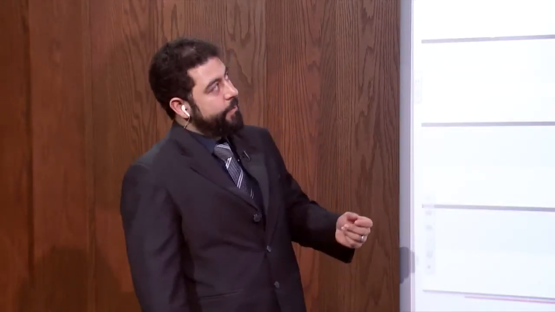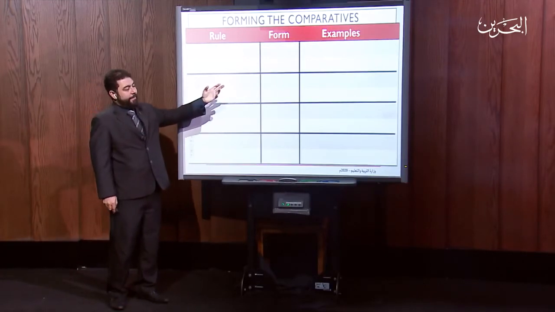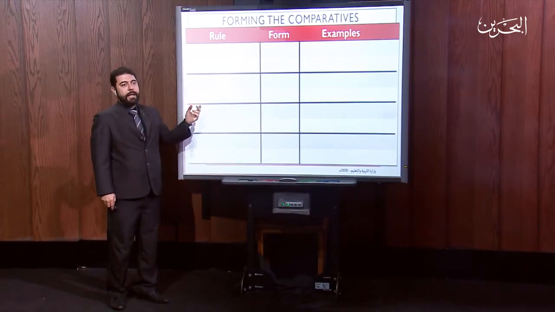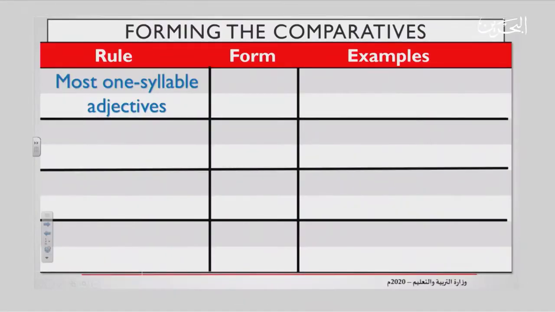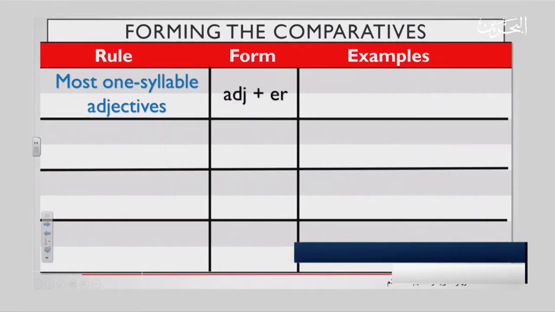All right, now we come to form and the comparatives. We have rule, form, examples. Let's take a look at the first rule. We have most one-syllable adjectives. What do you do with that? You add adjective plus er.